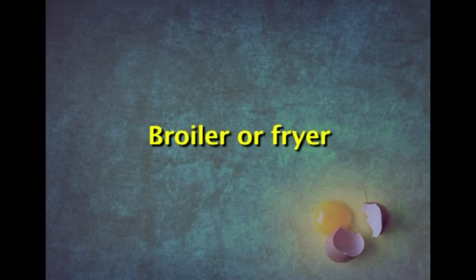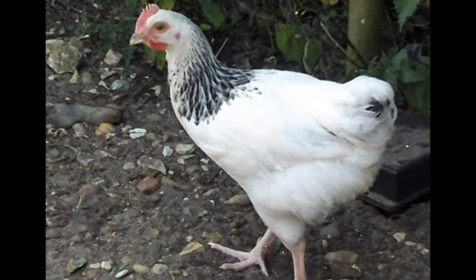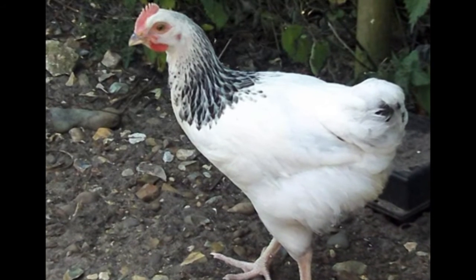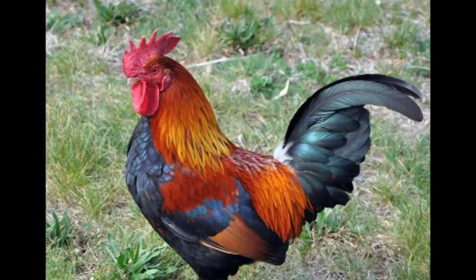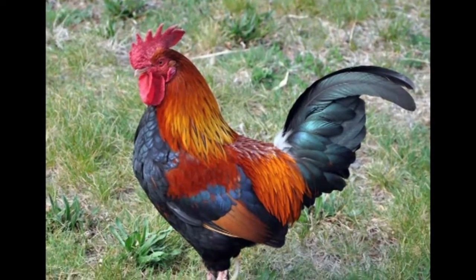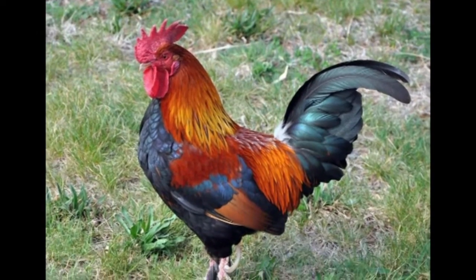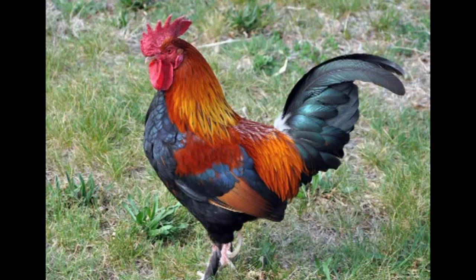Now, first is the broiler or the fryer, which is an 8 to 10 weeks old young chicken of either sex, with tender flesh and flexible cartilage with a smooth skin. Now, the rooster is 3 to 5 months old, which is a chicken of either sex, which has tender flesh, smooth skin but less flexible cartilage.